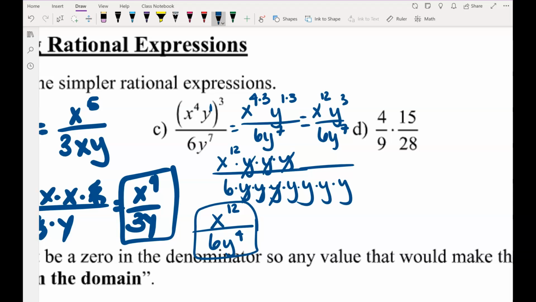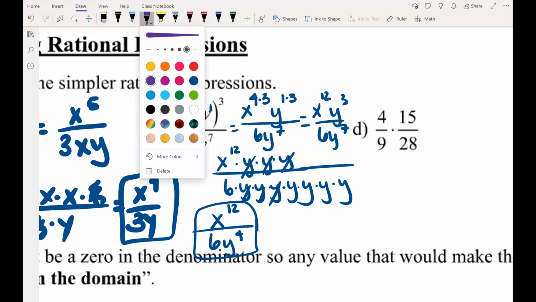Now, what happens if you want to do it algebraically? Oh, whoa, that is super thick on the purple. So let's go and adjust that.